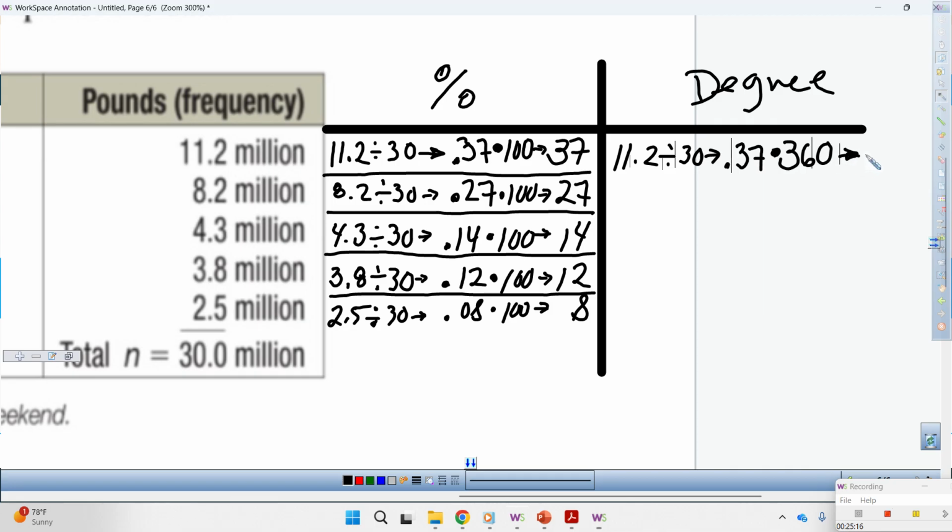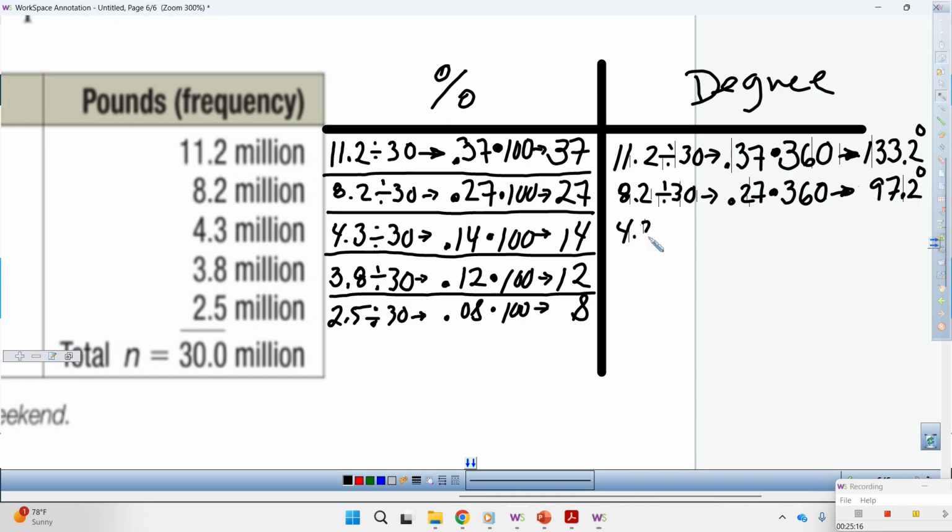Adrian, pass someone. 133.2 degrees. All right, let's go to the next one. 8.2 divided by 30 is 0.27 times 360. 97.2 degrees.